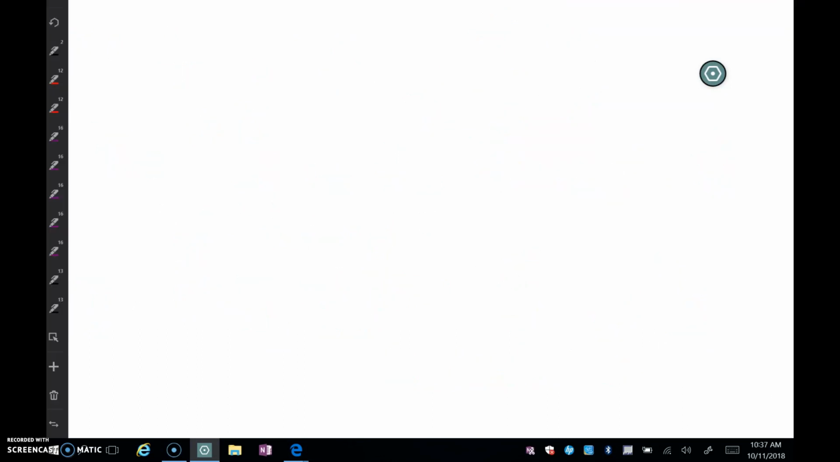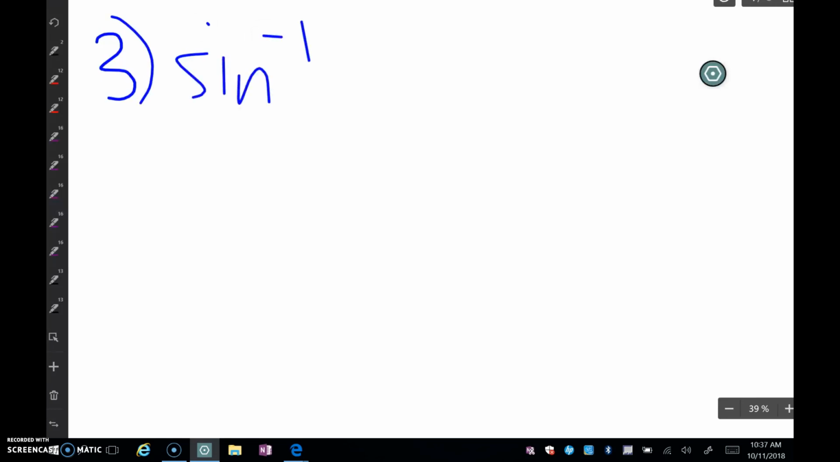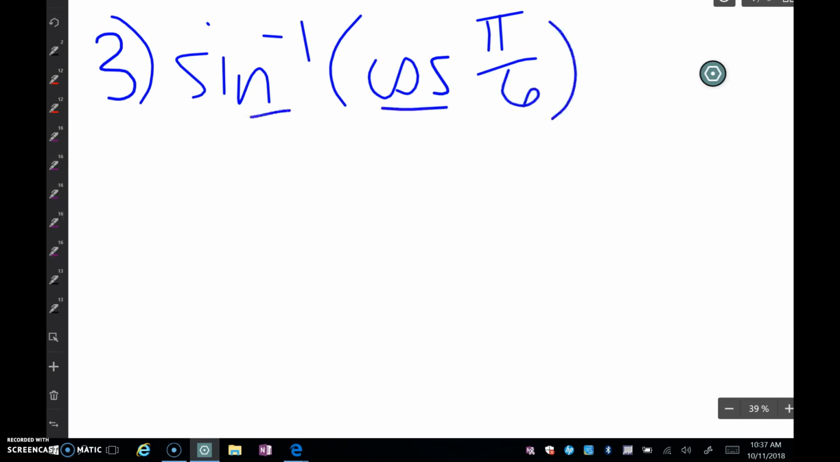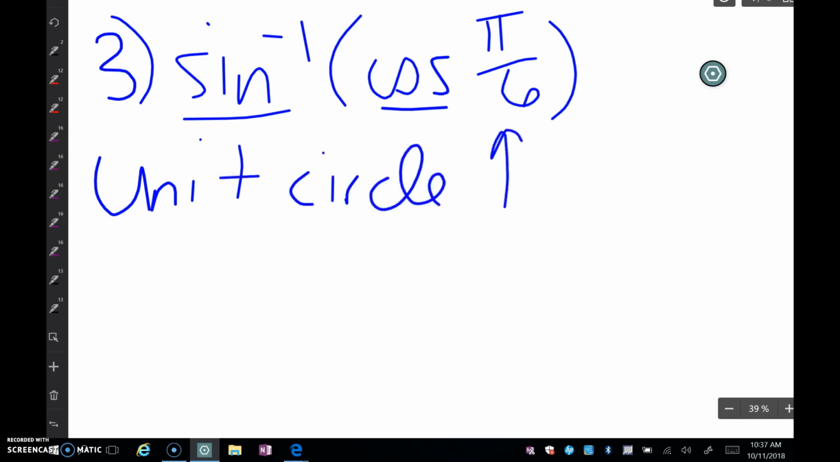Okay, now for my next example, I guess I'll call this example 3, this is on your PowerPoint. I want to show you this problem, the inverse sine of the cosine of pi over 6. So what you're seeing now in these examples is that the functions are not inverses of one another, they're different. In these situations, you can either use a right triangle or the unit circle. This is a problem in which you want to use the unit circle simply because you have pi over 6 on the unit circle. So we're going to do the inside part first.